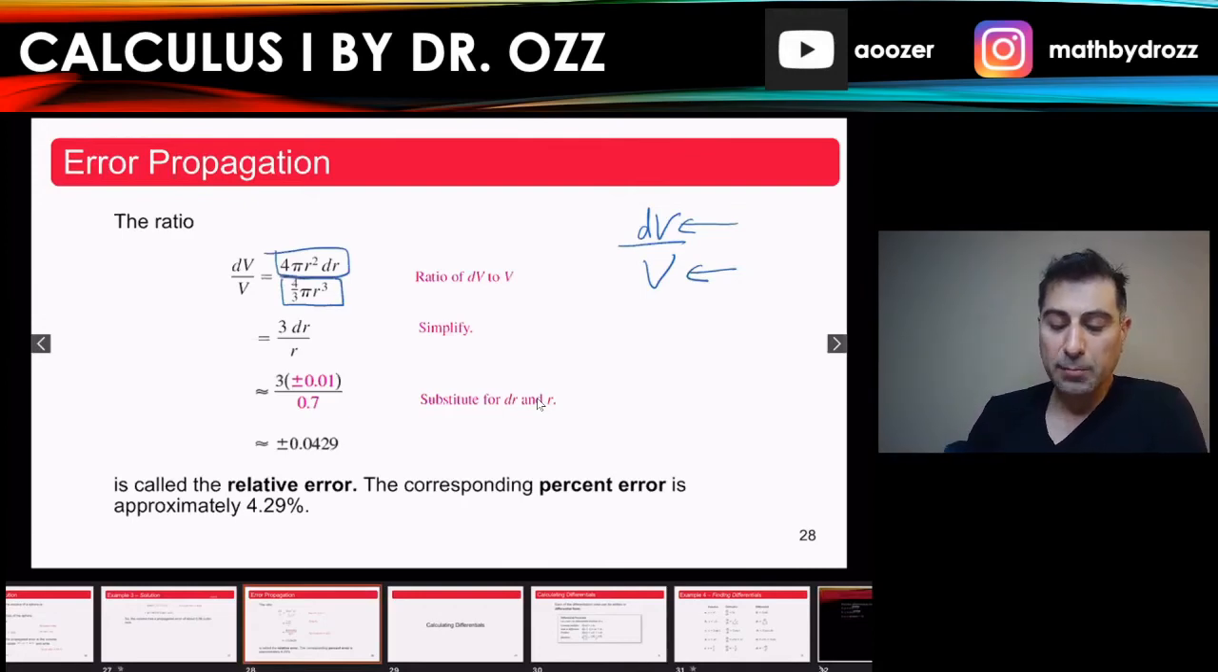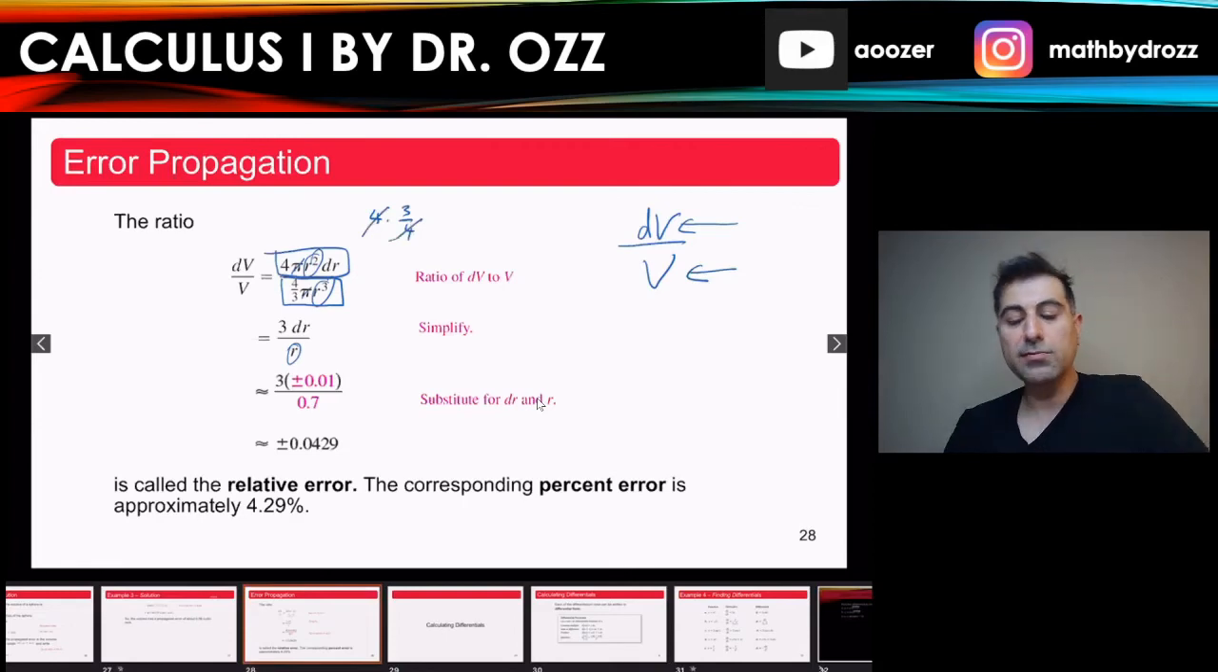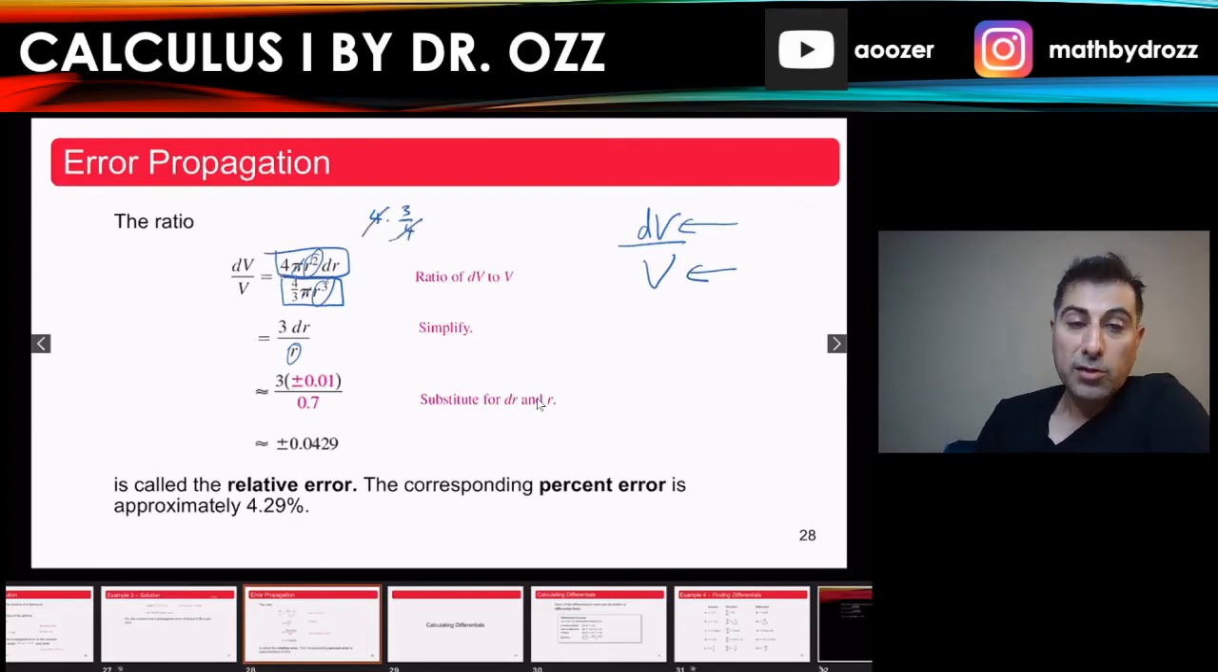Without putting any numbers in, we can cancel out some of the terms. Pi cancels. You have r squared and r cubed, so r is left in the denominator. And 4 divided by 4 over 3, if you flip the bottom, is 3 over 4, so they cancel out. So you have 3 times dr over r in the simplification. Now dr is going to be replaced by plus or minus 0.01, and r is 0.7. Here we go.